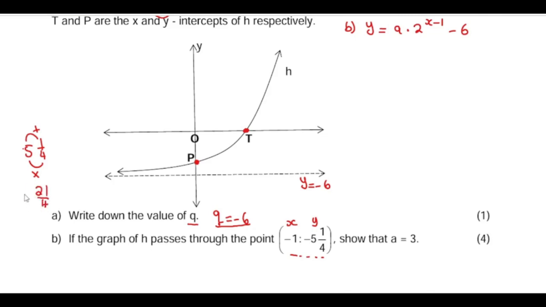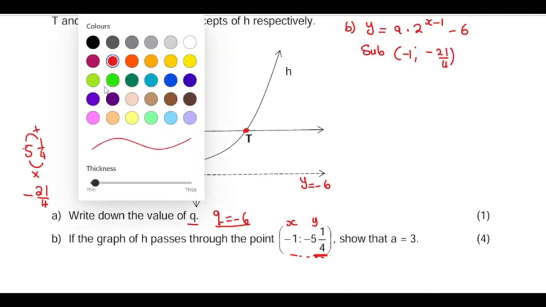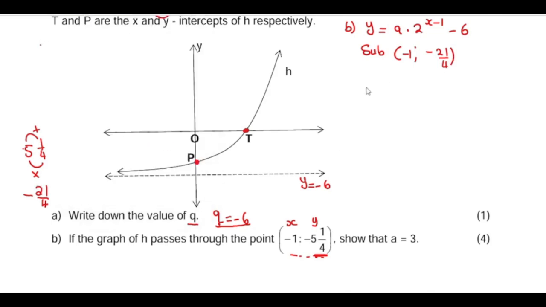But remember, it is negative because this point, the y coordinate is negative. So let's quickly substitute. We're going to sub in the coordinates minus 1, and remember that we just converted this into negative 21 over 4. Right, so now let's work on this. You need to understand what is your y and what is your x. So this is my x and this will be my y.